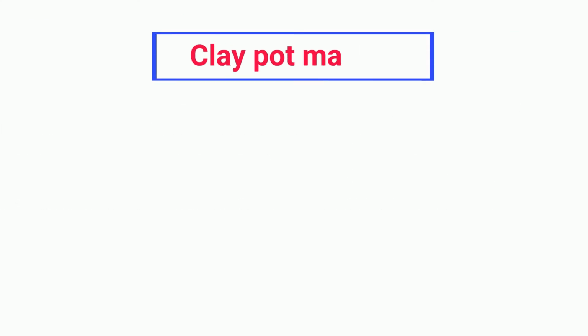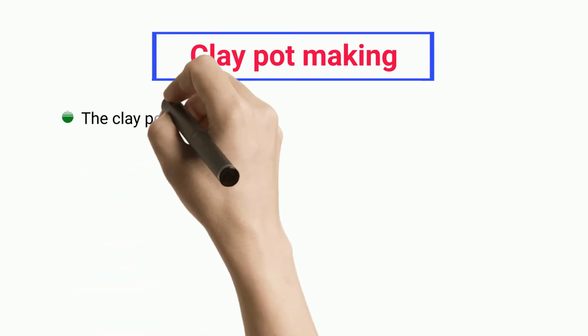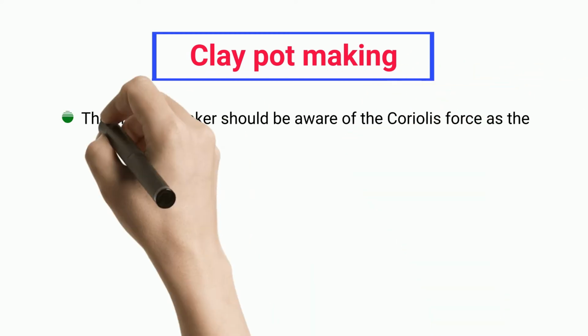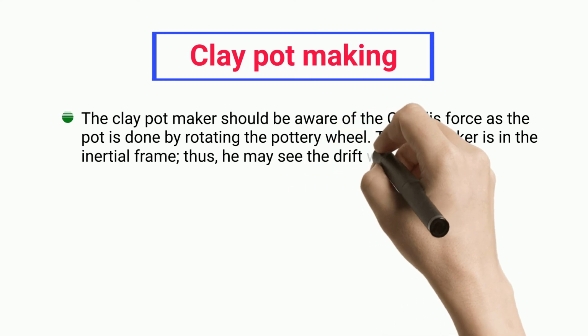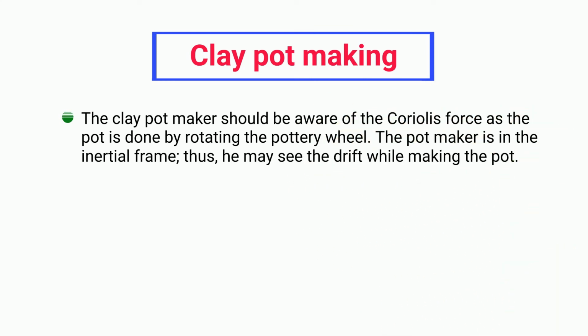Clay pot making. The clay pot maker should be aware of the Coriolis force as the pot is made by rotating the pottery wheel. The pot maker is in the inertial frame, thus he may see the drift while making the pot.